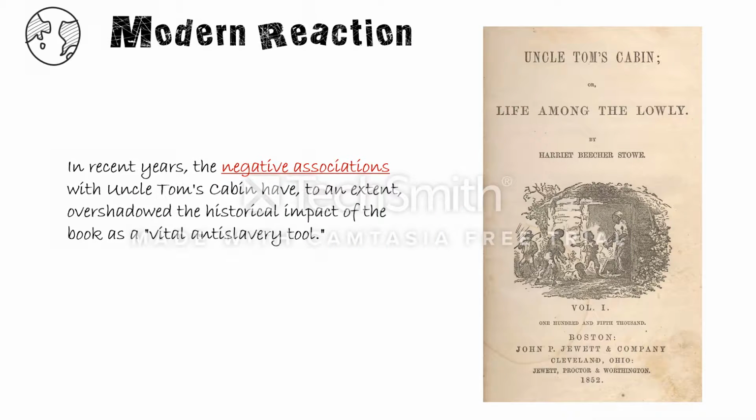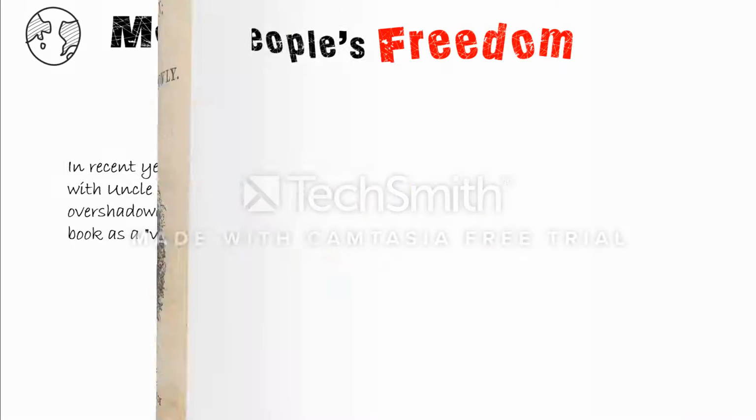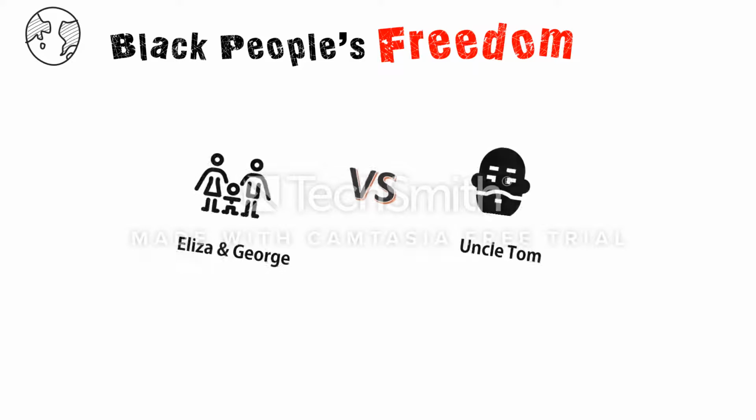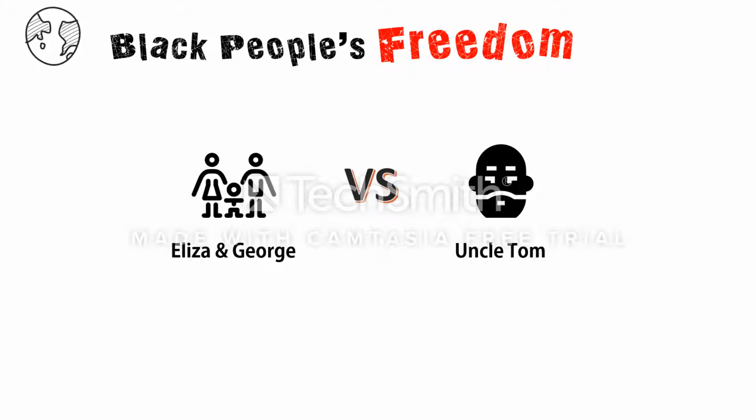So now I would like to talk about the modern reaction. In recent years, the negative association with Uncle Tom's Cabin has, to an extent, overshadowed the historical impact of the book as a vital anti-slavery tool. So about black people's freedom, or just freedom, how to get freedom. Actually, the book provides two kinds of ways.